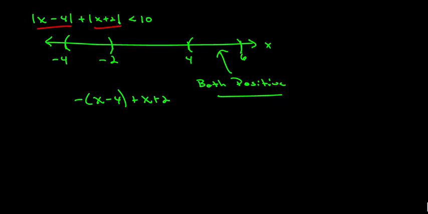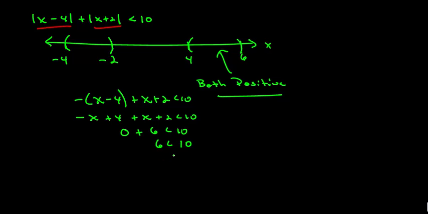So we can get rid of the absolute value signs here because this guy's positive, and when we get rid of the absolute value signs here because it's negative, we have to put the negative out front. So that's on this interval in between. So that'll be negative x plus 4 plus x plus 2 is less than 10. Now watch what happens here. Negative x plus x is 0. Plus 6 is less than 10. So 6 is less than 10.